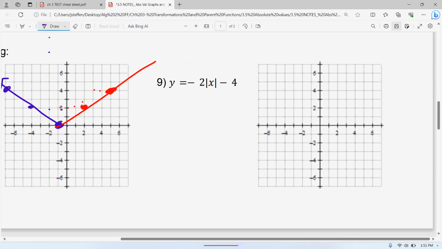Number 9, again, if you want to find your vertex, you can. For me, I just know this means we're going down 4 and we're not going left or right any, so that's what I do. Again, it's literally pretty much the same way to do it, just different ways to say it. And then my slope.